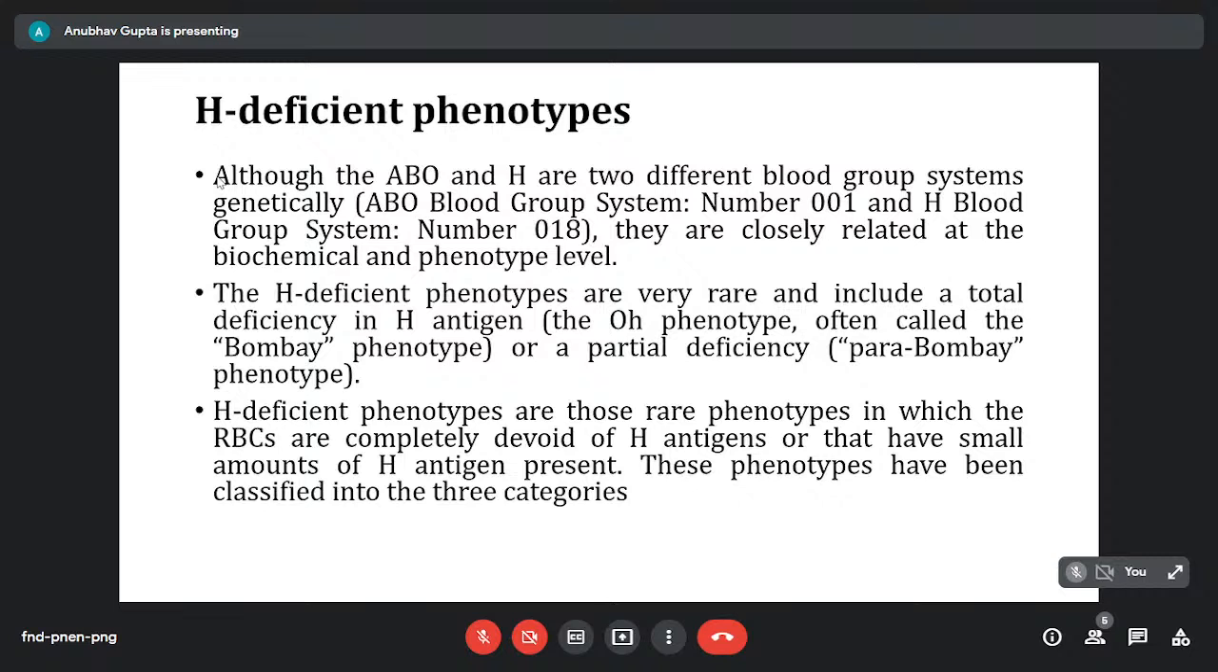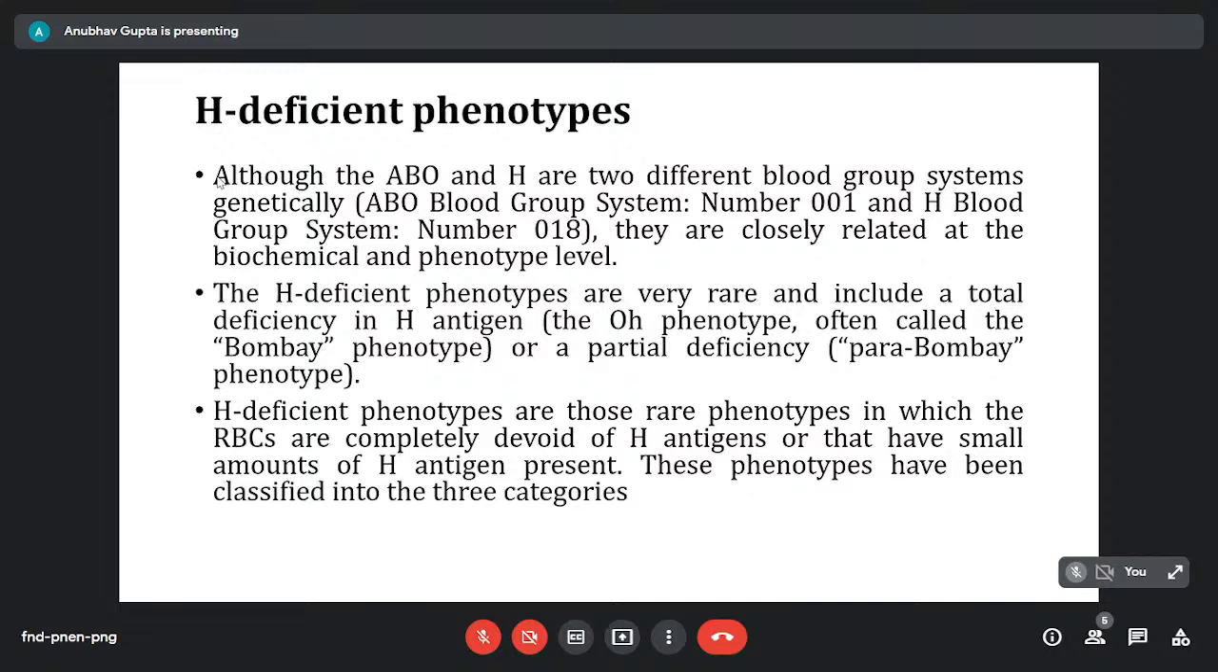So basically, H deficient phenotypes is the Bombay blood group system basically. Although ABO and H systems are two different blood group systems, genetically ABO, which is numbered as 001, and H, which is numbered as 018, are closely related at the biological, chemical, and phenotypic level. The H deficient phenotypes are very rare and include a total deficiency in H antigen, denoted by the phenotype capital O and small h. So Oh depicts the phenotype of Bombay blood group.